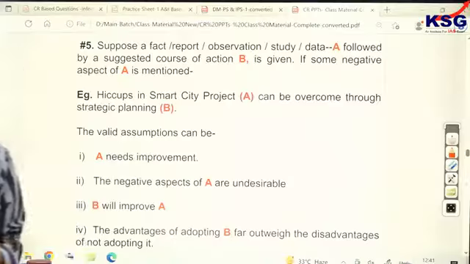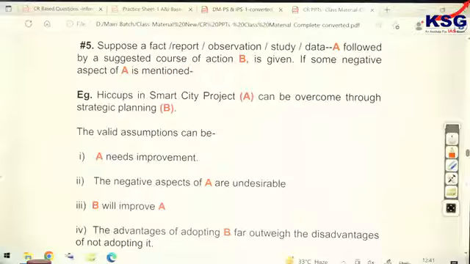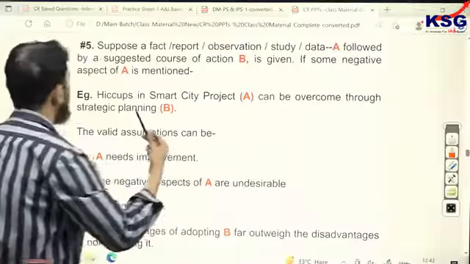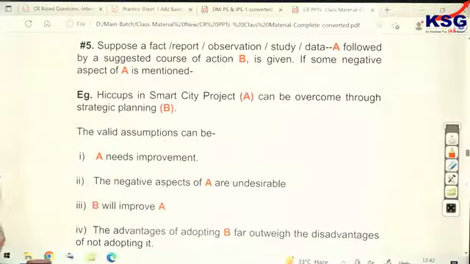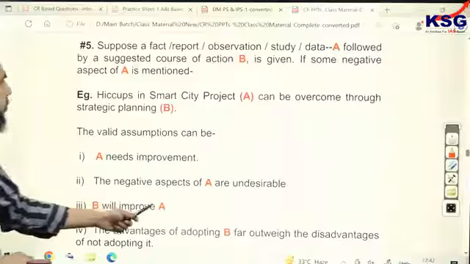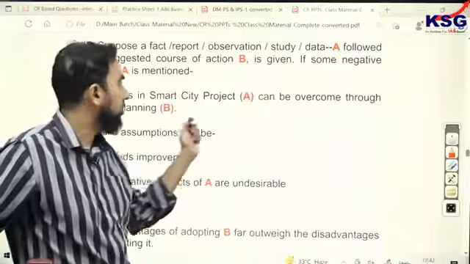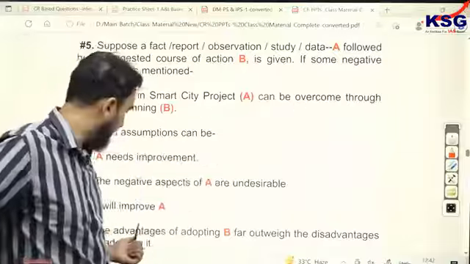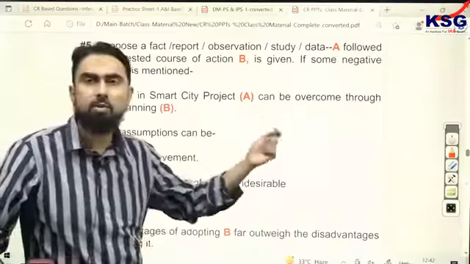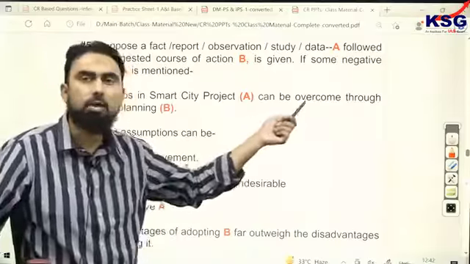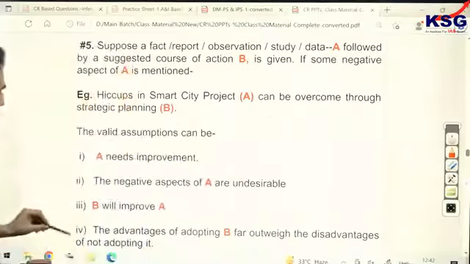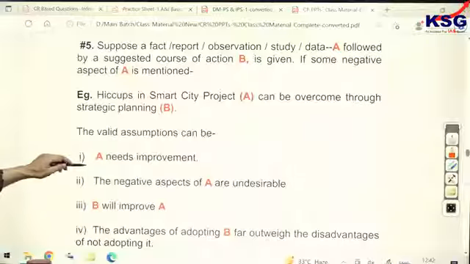Yes, it means a smart city project needs improvement, because that's suggested. The second valid assumption is the negative aspects of A, smart cities' negative aspects, are undesirable. Yes, that is the reason the solution is suggested, to overcome those. B will improve A. Yes, it is inbuilt, because if it does not improve, then why at the first place was it suggested? So the course of action that has been recommended, of course, will have a positive impact, will improve it.